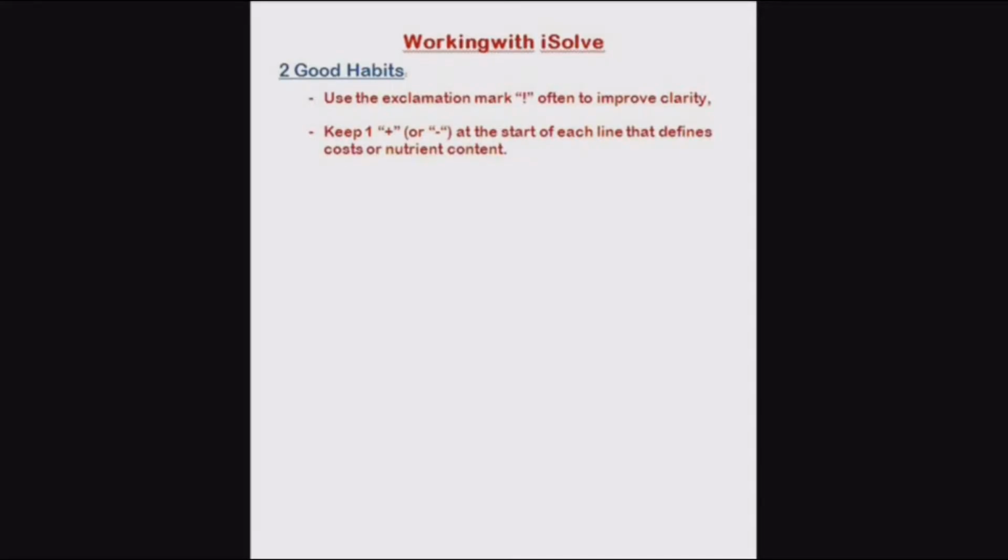From the start, we should develop two good habits. We should use the exclamation mark often to improve the clarity of the text. And we should keep a plus or minus character at the start of each line that defines costs or nutrient content.